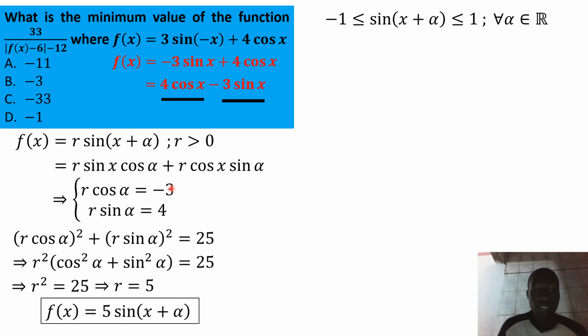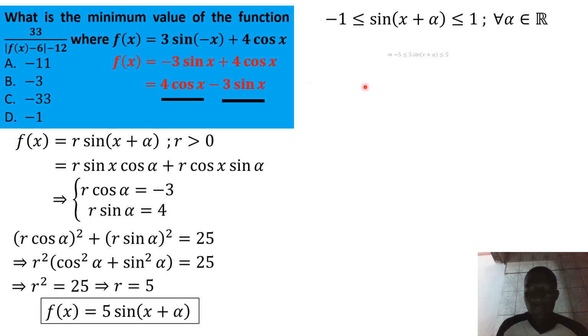Okay, so since I've written f of x in the form 5 sine(x plus alpha), then I know that sine(x plus alpha) lies between -1 and 1. For me to get f of x, I need to multiply all through by 5, so that I get f of x at the center, and then I start subtracting 6. I take the absolute value, I subtract 12, I take the reciprocal, then I multiply all through by 33.